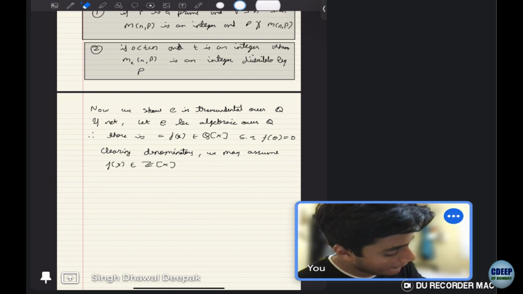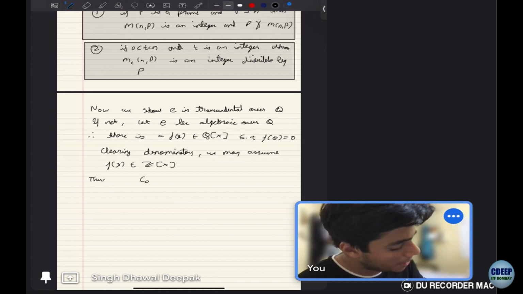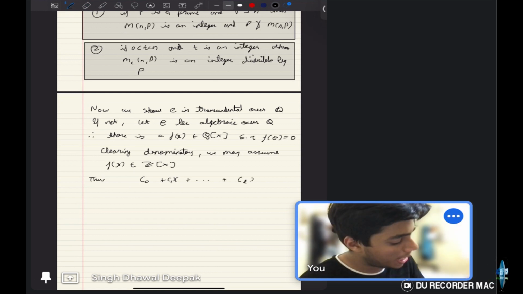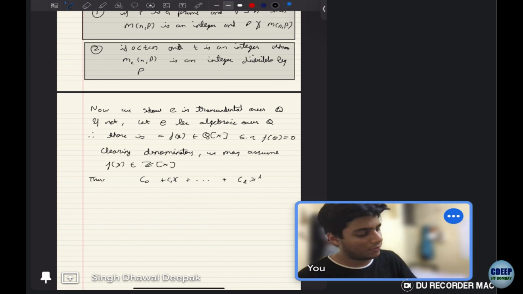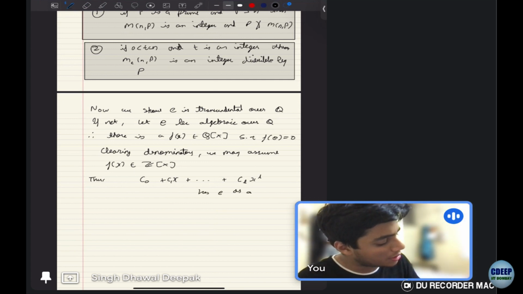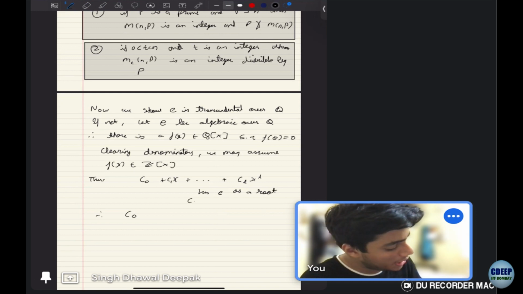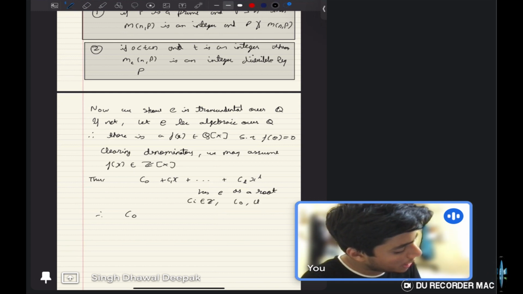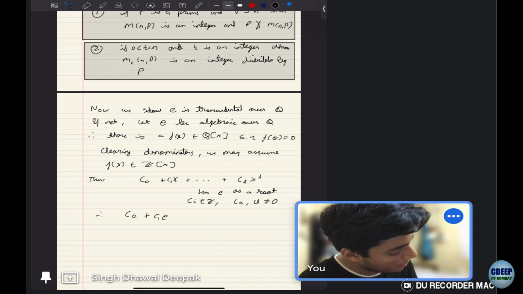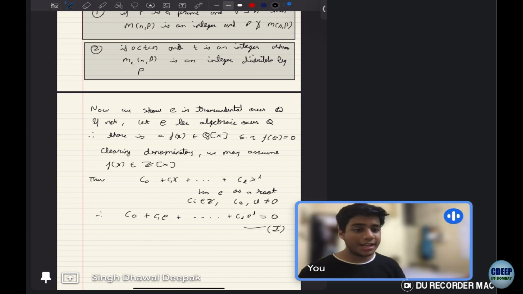Thus, we have c_0 plus c_1 x plus all the way up to c_l x^l has e as a root. Therefore, the c_i's belong to Z, and c_0 and c_l are not equal to 0. So c_0 plus c_1 e plus all the way up to c_l e^l is equal to 0. Let us just call this equation I. Right, and now we can also see powers of e^t appearing already in this equation, and that is how we are going to proceed with the proof.